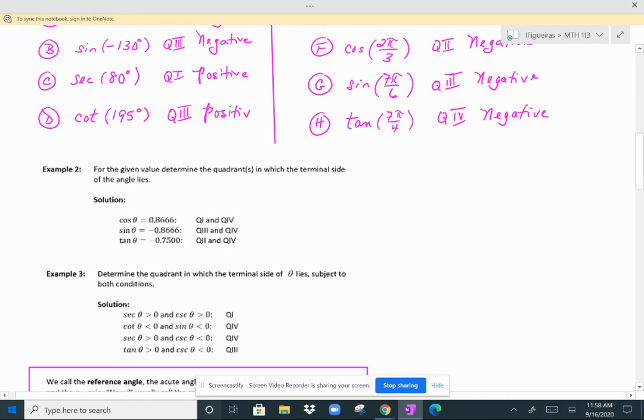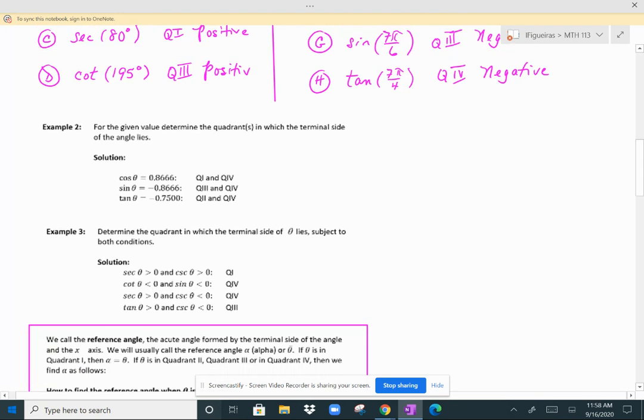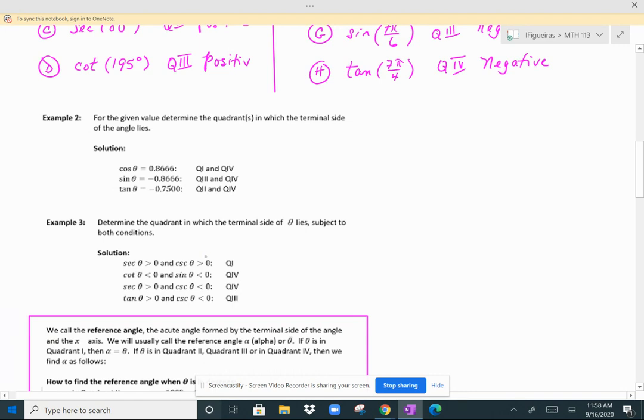All right, here we want to determine the quadrant in which the terminal side of theta lies, subject to two conditions. So we have two conditions given, so we have more restrictions. So where would our angle exist if both secant and cosecant are positive? Well, the only place where both secant and cosecant are positive is in quadrant 1.